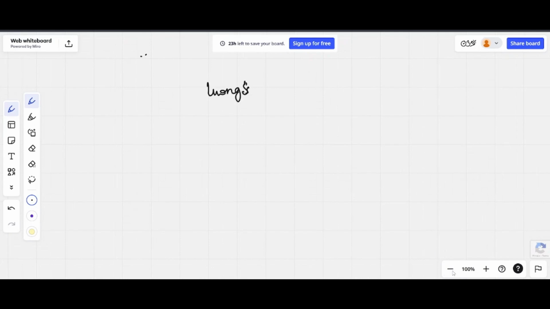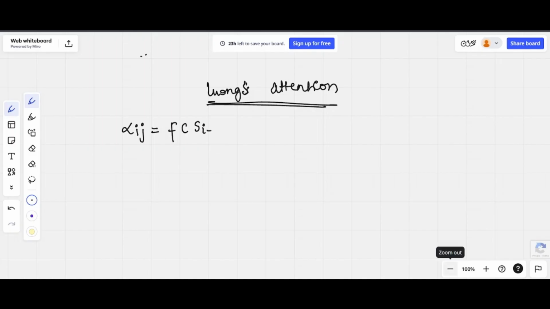Luong's attention. This is actually very simple, and you will really appreciate how much they have simplified everything. So previously, what we were saying is that alpha_ij is a function of s_{i-1} and h_j. And then we were saying that in order to find this function, we are using an artificial neural network.